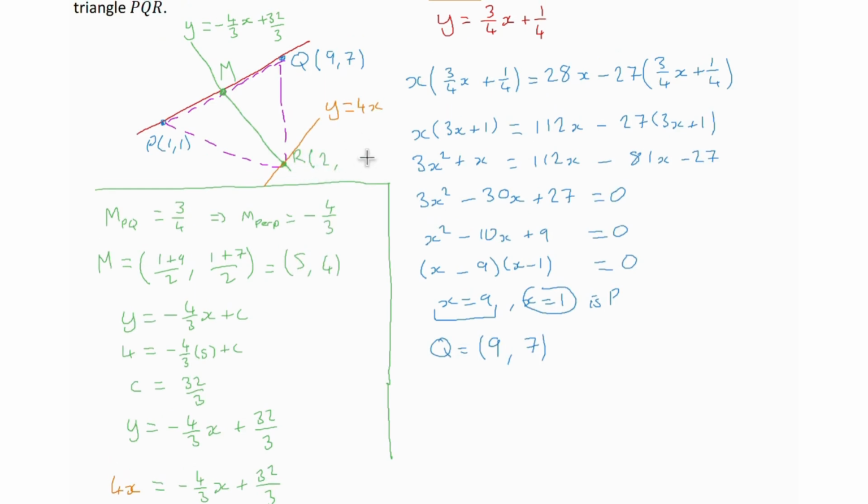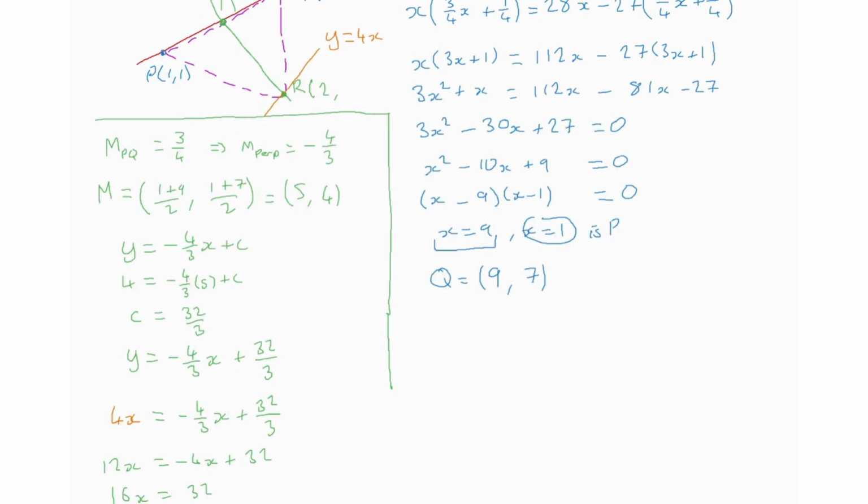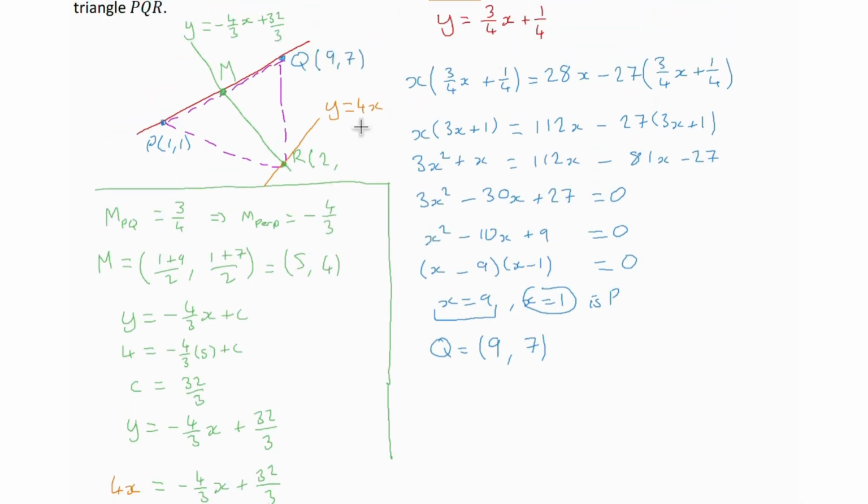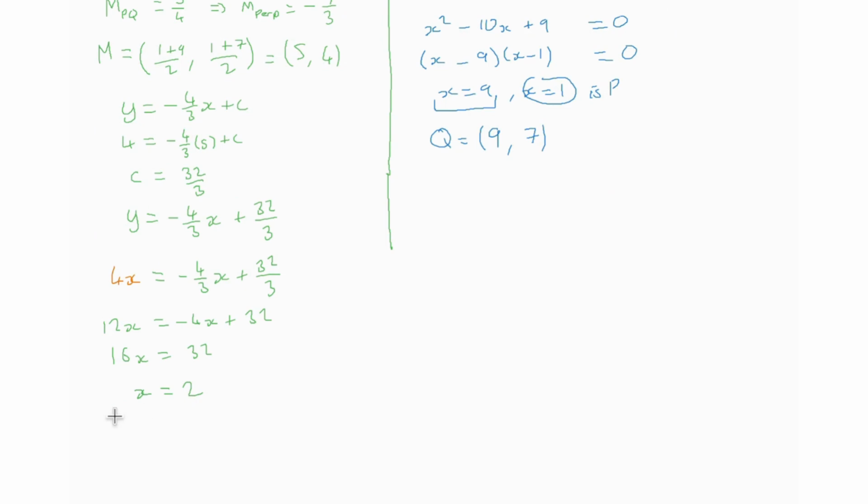We can write that on here. And the y coordinate, well, we can just substitute that into either the orange or the green function. The orange is the simplest, so 4 times 2 is 8. So R has coordinates (2, 8). Let's write that down here. So that was that bit there.